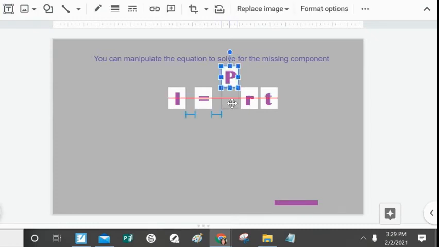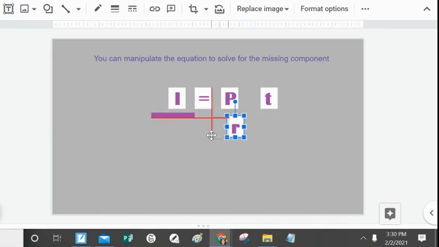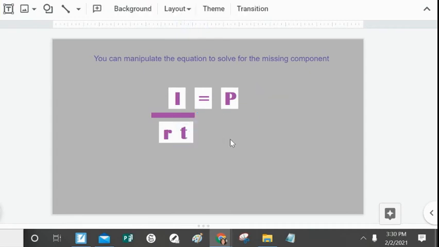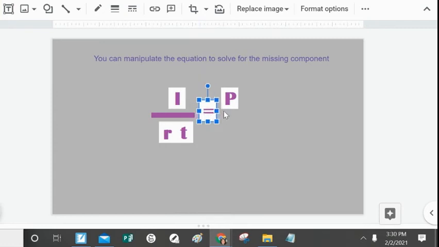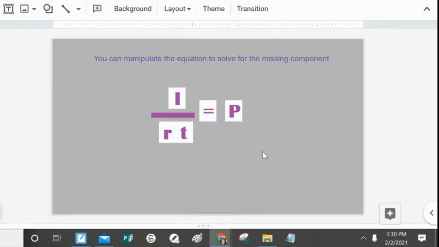Since I'm multiplying principal times interest rate times time, I have to undo that relationship by dividing. And when I divide the whole equation by that variable, so if I divide by the interest rate, if I divide by the time, it moves those variables to the other side of the equation. And I'm left with the principal equaling the interest amount divided by the product of rate and time.